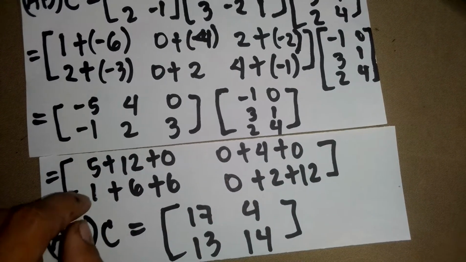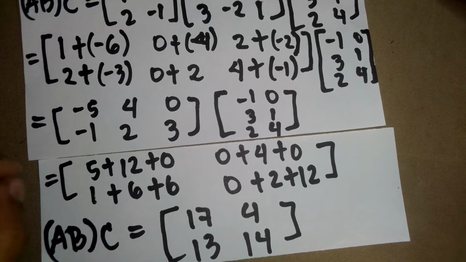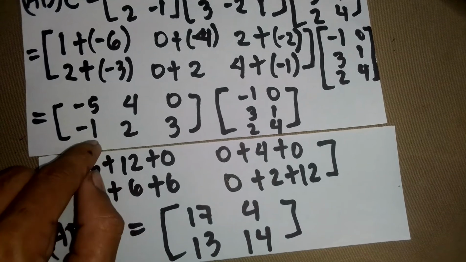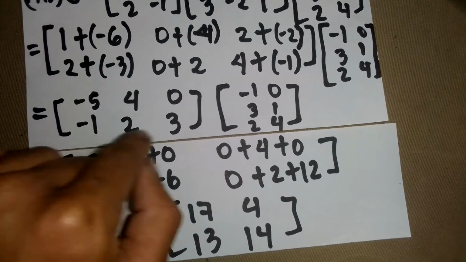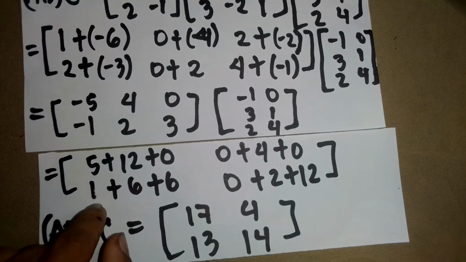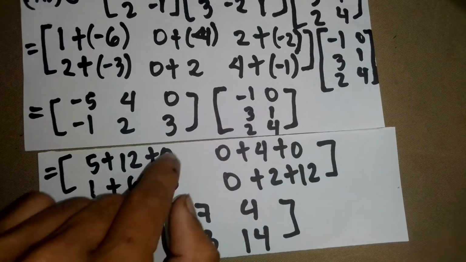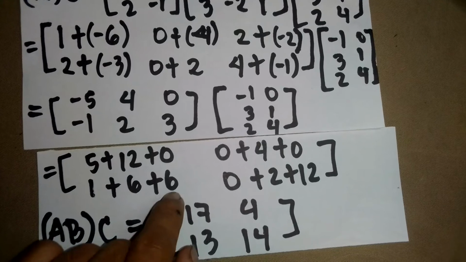For the second row, we multiply this second row to this first column. Negative 1 multiplied by negative 1 is 1. 2 multiplied by 3 is 6. 3 multiplied by 2 is 6.